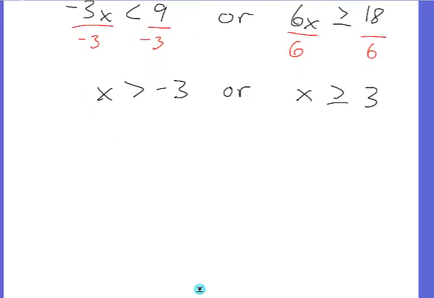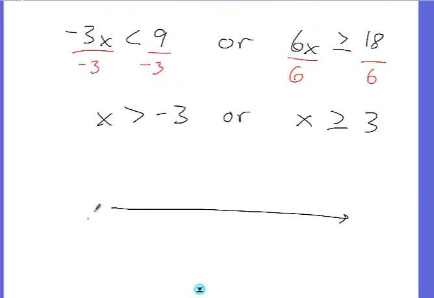All right. So again, all we're going to do is just graph this on our number line. So I'm going to draw it. Our one important number is -3. Our other one is +3. At -3, we have an open circle. At +3, we have a closed circle. All right, and we must graph where x is greater than -3. So we're going to be shading to the right.